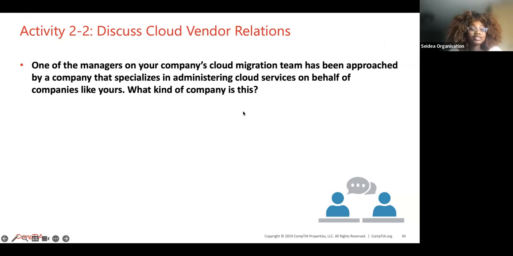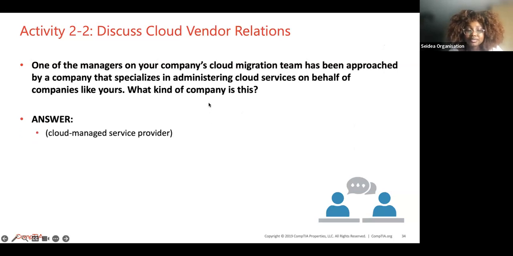Okay, I'm going to see what the answer is. Cloud managed service provider. So remember what we've been talking about, we've been looking at relationships with cloud managed service providers. And then looking at the type of providers, I think that's where we're going more into detail. But just looking at it from the basic high level, the answer is going to be a cloud managed service provider.